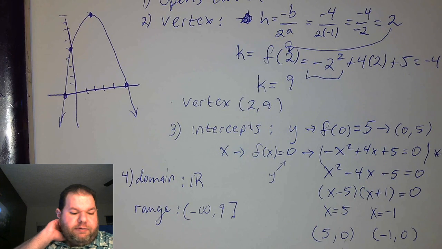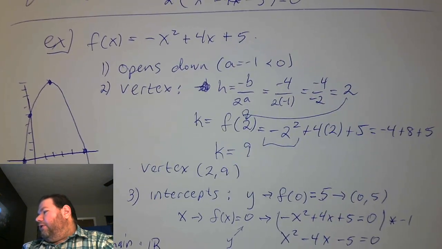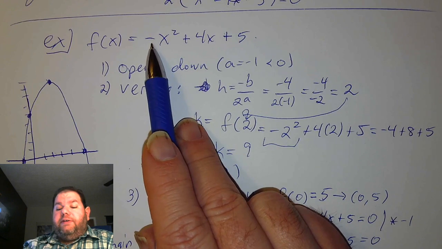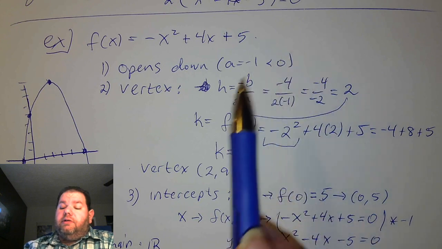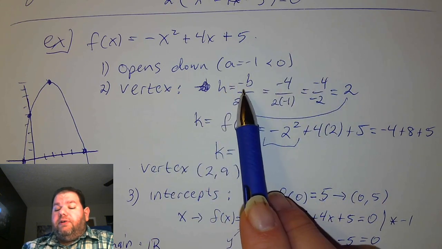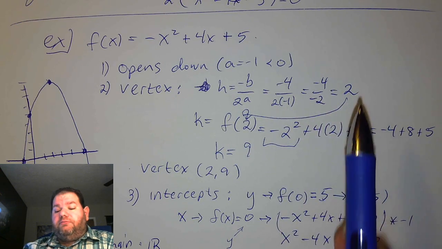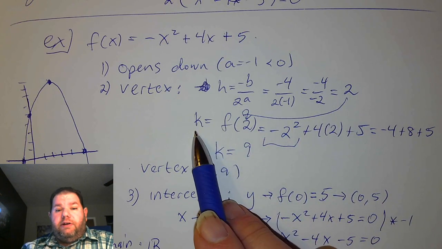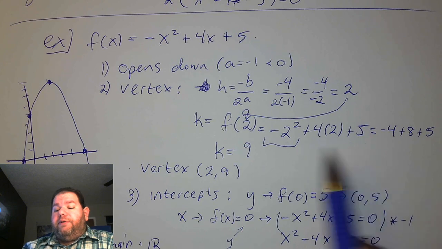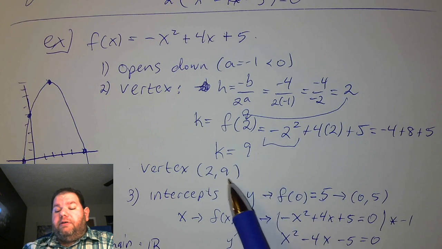So this problem had a little bit of everything. Again, we determined that because it has a negative in front, it opens down. A is -1, less than 0. Vertex, we took h was negative b over 2a. Calculated that out to be 2. And we took that 2 and plugged it back into the function to find k. f of 2 turns out to be 9, so k is 9, and that means our vertex is (2, 9).